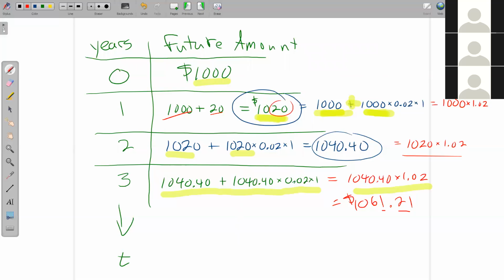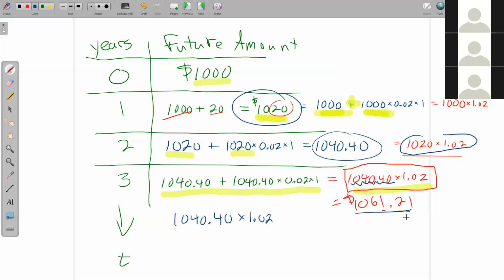Now, another thing to note, if I pick on this number right here for a second, where did the 1,040 come from? Well, that came from multiplying the 1,020 times 1.02. So I'm just going to break that down for a second. I've got 1,040 times 1.02. That's where this number came from. But this number right here came from taking the 1,020 times 1.02. And I still have this 1.02 hanging out there.